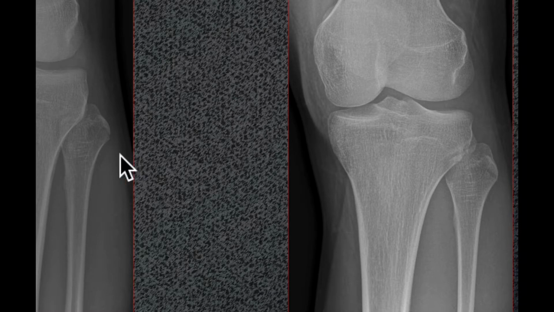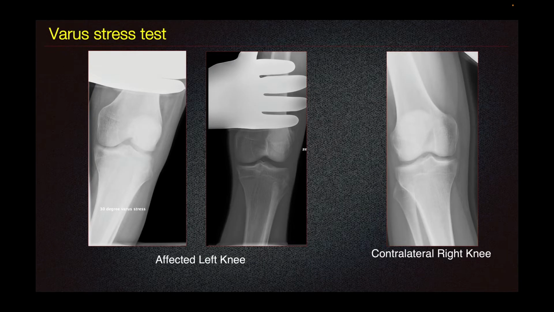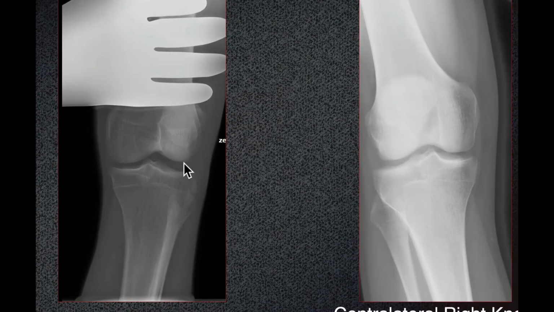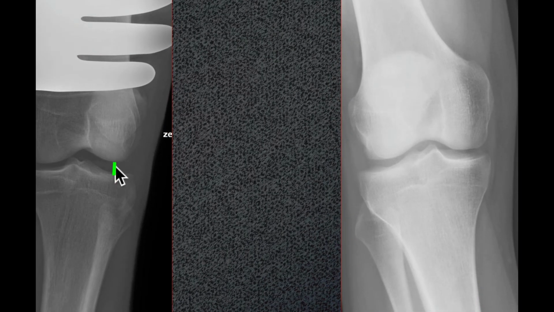Here on our AP radiograph, we can see a non-displaced fracture of the fibular head seen here, and also seen on this image right here. Stress views are sometimes done to evaluate for asymmetric widening of the knee joint. The patient in this case underwent a varus stress test demonstrating this asymmetric widening in the lateral compartment, as we can see here, compared to the contralateral side.